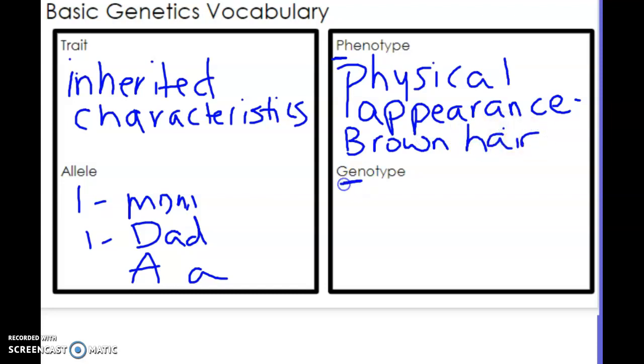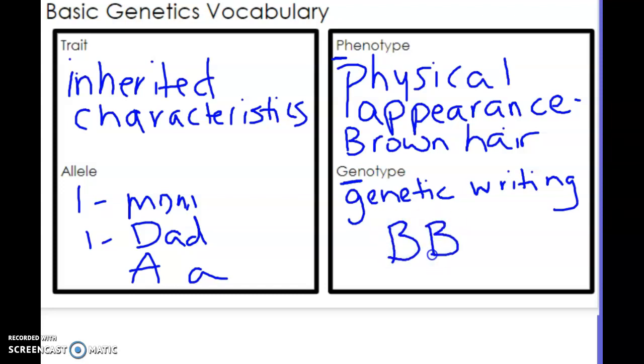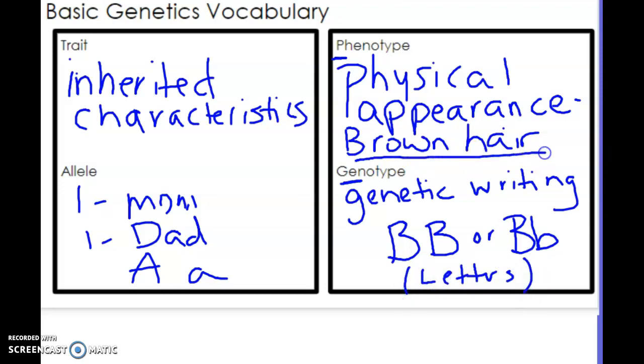Our genotype is the genetic appearance, or the genetic way that we write it. I'm going to say writing, that's the best way to describe it. This is what we use the letters for. So say brown hair is represented by a big B, or it's represented by a big B and a little b. Whenever you see letters, you need to think genotype. Whenever you see a full-blown word, you need to think phenotype.